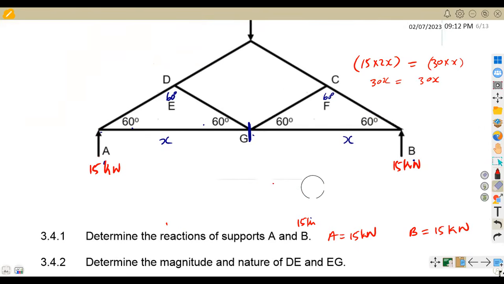Okay, so this is no longer important. We have got our DE from this point here. This is actually representing the vertical component, so we are supposed to work with the vertical component. DE being a vertical component from this distance that we have here, and also 15 being a vertical component, we can equate these two to find DE.